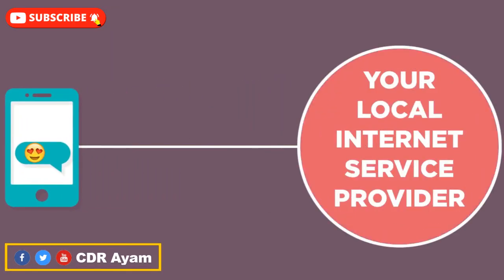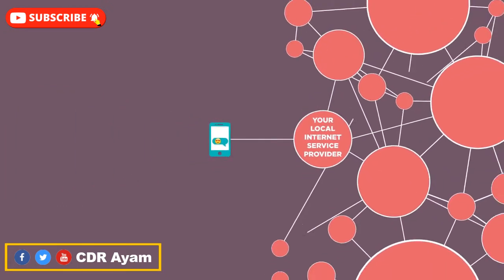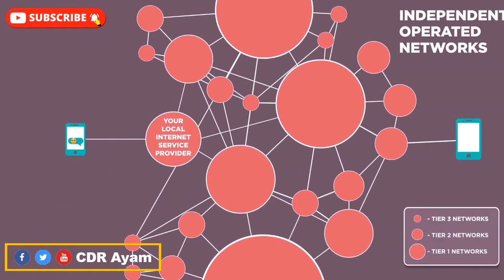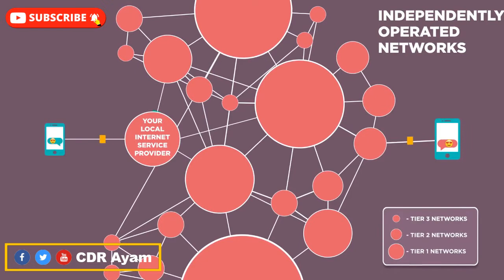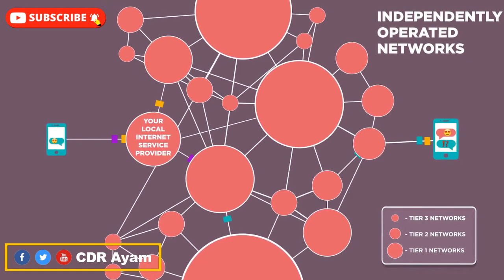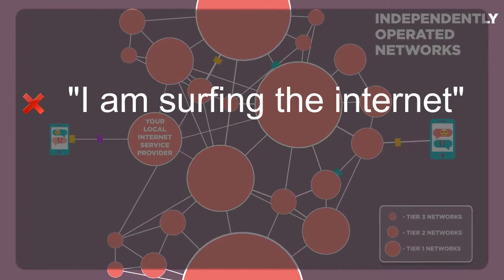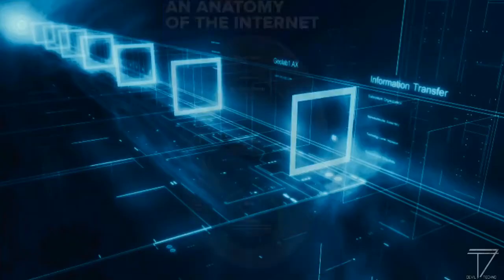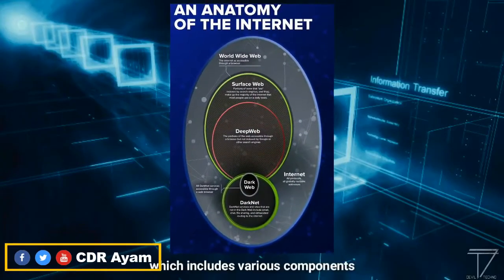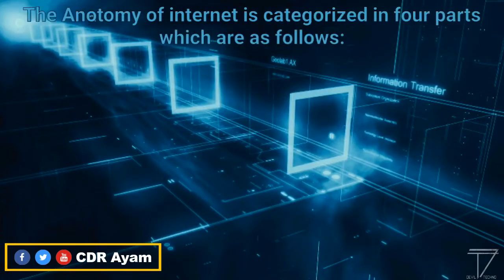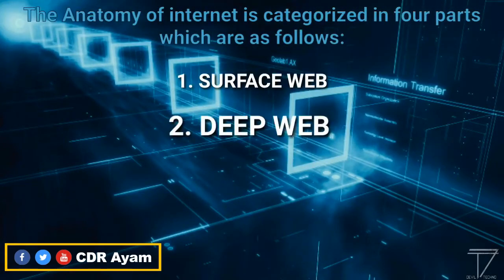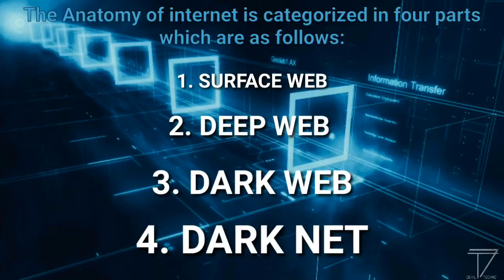Basically, the web is a subset of the internet's traffic. In other words, the internet contains the web. So it's wrong to say you are surfing the internet. Instead, say you are surfing the web. The internet is categorized into 4 layers, namely the Surface web, the Deep web, the Dark web, and the Darknet.